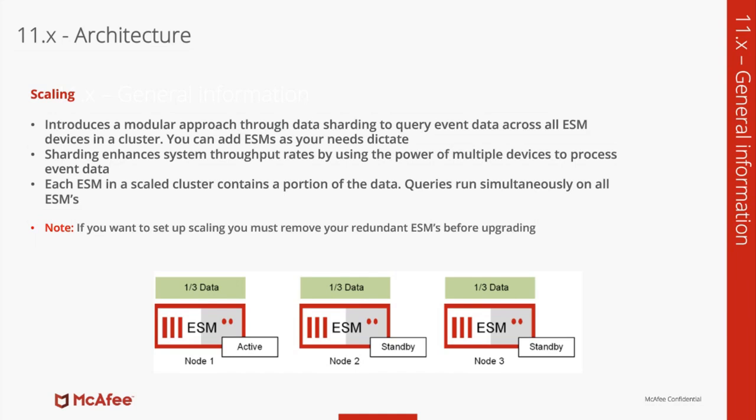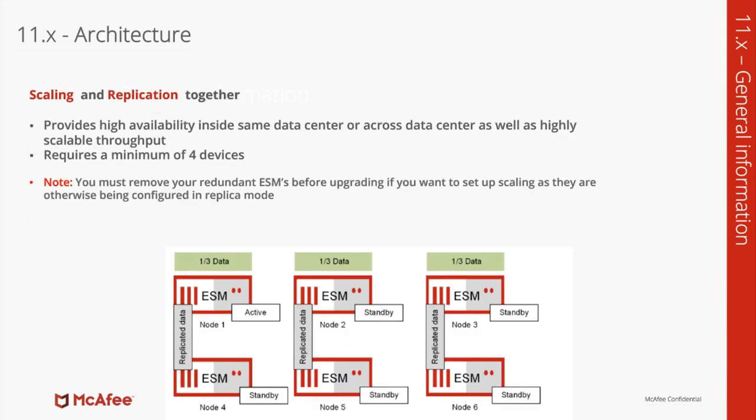And finally, bringing these all together and providing the best of both worlds would be adding scaling and replication together. Again, you need at least a minimum of 4 ESMs to actually get this capability, but this is going to give you both that high availability as well as that scalability.